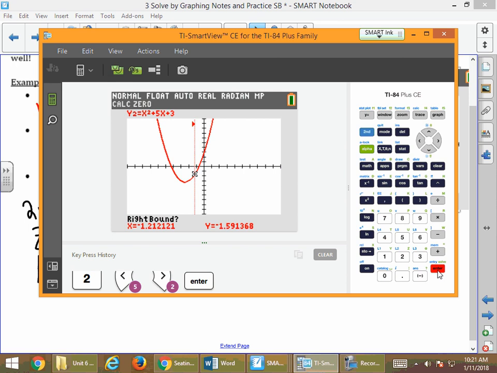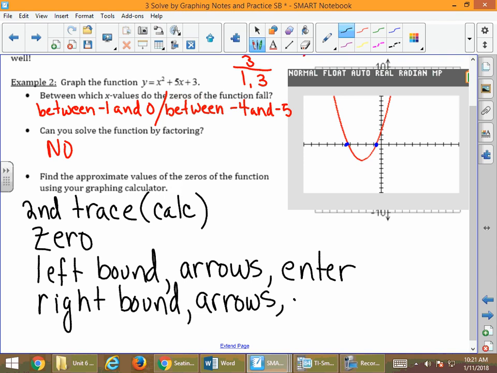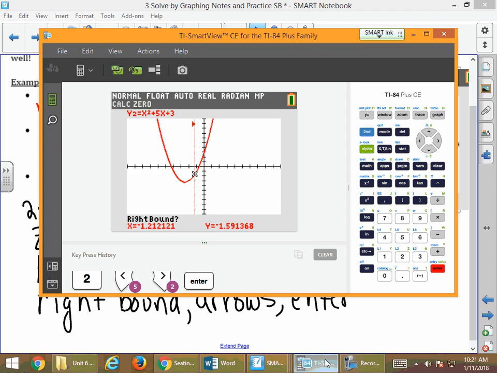Well, now we need to go to the right bound. So this is going to be the right bound. And again, when we do the right bound, we're going to use our arrows, the right and the left arrows, actually. And eventually, when we get the cursor to where we want it, we'll press enter. But then we're going to scoot over here. Using the right arrows, I'm going to put my cursor there. Again, your numbers at the bottom of the screen do not need to be the same as my numbers at the bottom of the screen. And press enter.